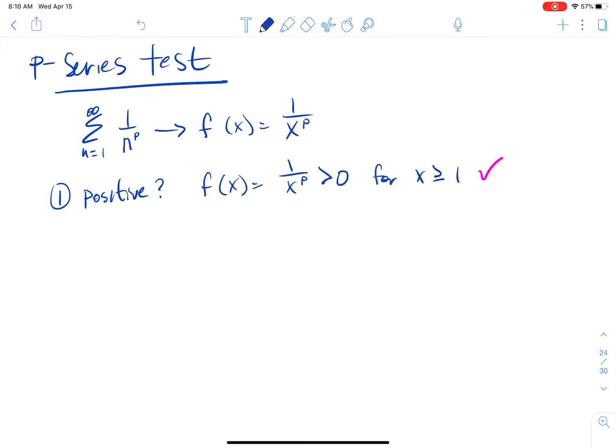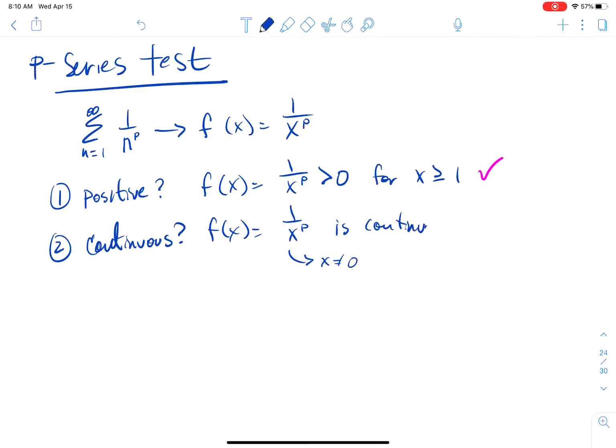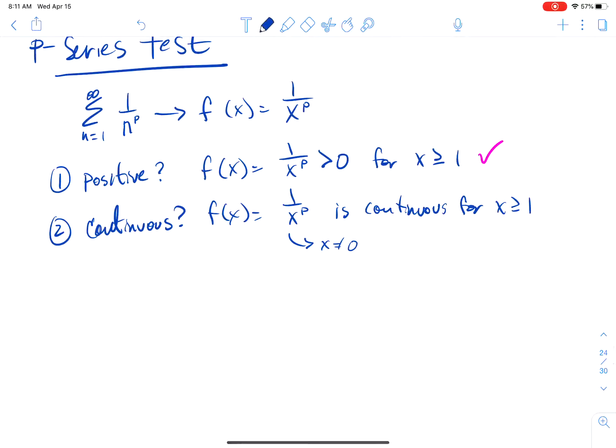Let's check to see if this thing is continuous. So f of x is equal to 1 over x to the p. Well, the only place where this thing has an asymptote is where x is equal to 0. Everywhere else, it's perfectly okay. So this thing is continuous for x greater than or equal to 1, and that's where we needed it to be. All right, and this needs a magenta check mark.